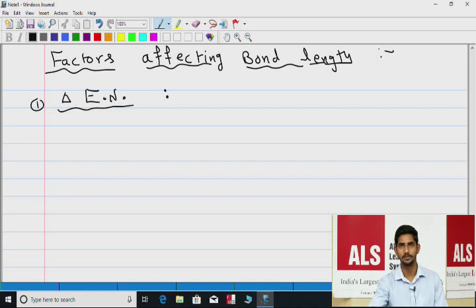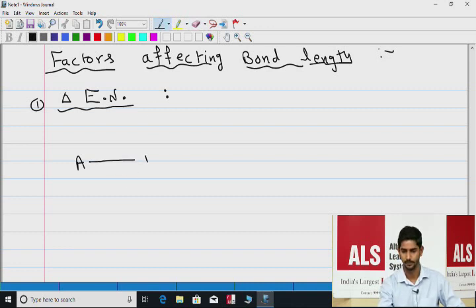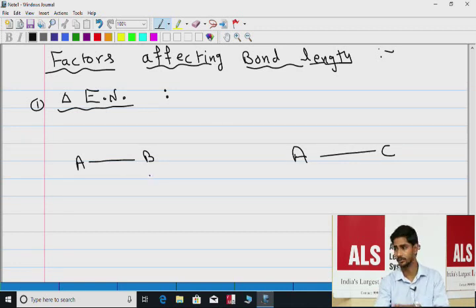Guys, first of all, look at the screen. I'm asking you something. First of all, tell me, and after that I'll discuss how it will affect. Just look at the two scenarios. This is the first scenario, AB. Do not copy this. And this is AC. See, this dash is actually representing the bond length. Right now I'm saying they both look like this.